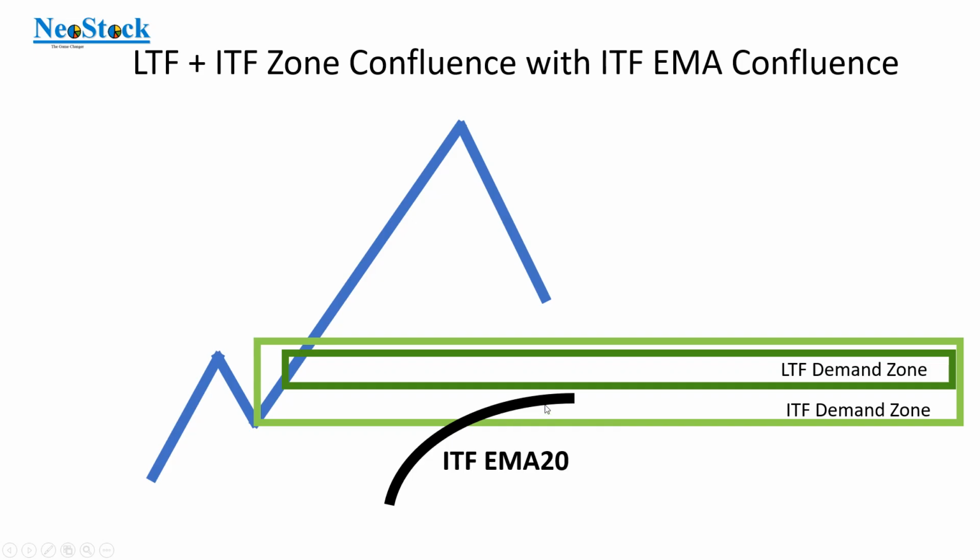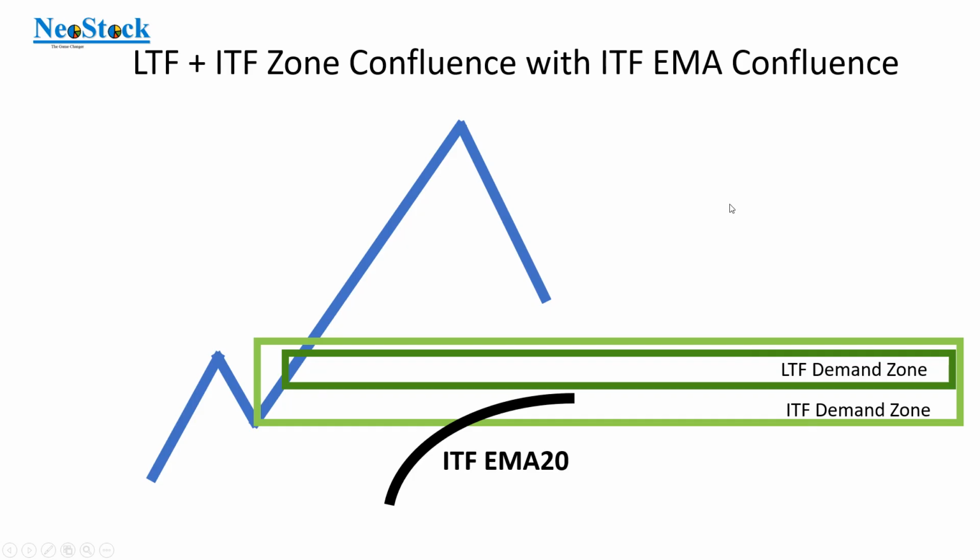First of all, what is the point I told you? This ITF EMA confluence need not be inside the ITF zone. A little below or a little above is also acceptable. That is also considered EMA confluence. But the rule is, the ITF zone should have ITF EMA confluence. It is a very strict rule. I repeat again: the ITF zone should have ITF EMA confluence, but inside the ITF zone, the LTF confluence should be there. Inside means either at the distal line or proximal line or exactly inside, anything.